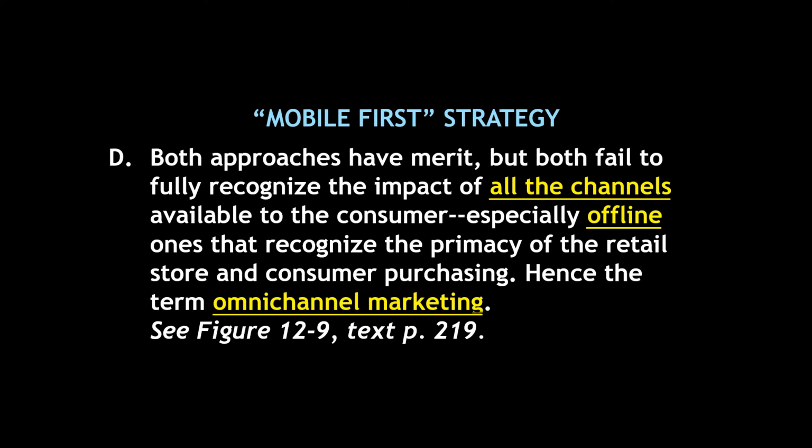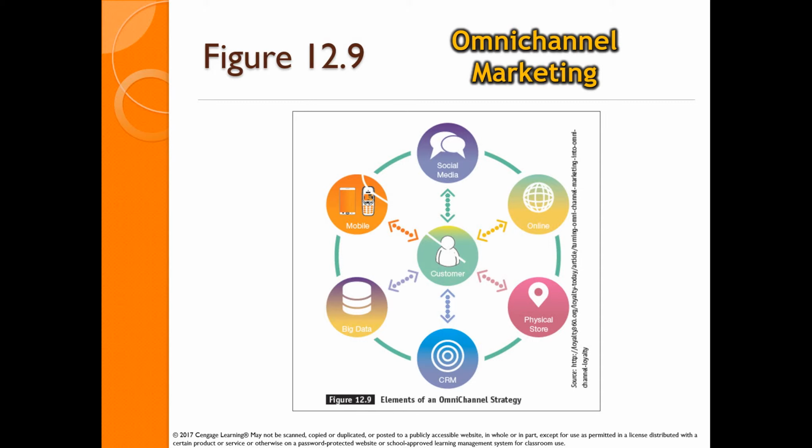Now, both of these approaches do have a certain amount of merit, but they both fail to fully recognize the impact of all the channels available to the consumer, especially offline ones that recognize the primacy of the retail store and consumer purchasing. And this is where we get the term omnichannel marketing from. If you take a look at the graphic that's there in your notes, this comes out of page 219 of your textbook. This shows 6 different aspects that need to be considered when it comes to omnichannel marketing.